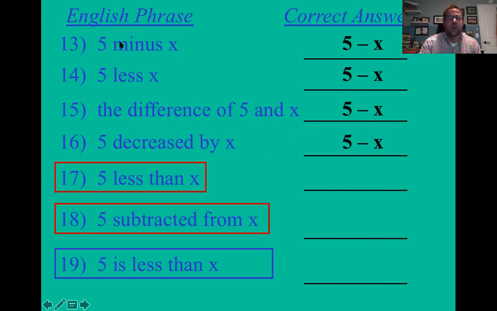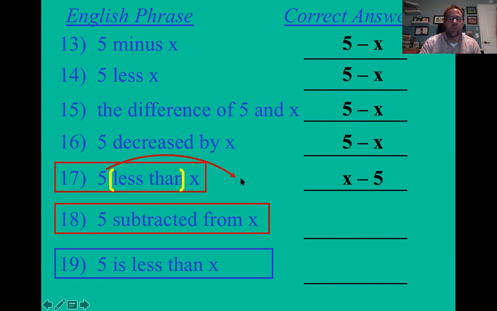Now, once again, look at that. 13, 14, 15, and 16 are all written very differently. This is using the words minus, less, difference, decreased by, but they all have the same mathematical expression. Okay? All right, now 17 is in a red box. So what is different about number 17? It has the combination words "less than." That means that 5 is going to go to the back, and that's going to be x minus 5. It's still a subtraction, but we reverse the order.